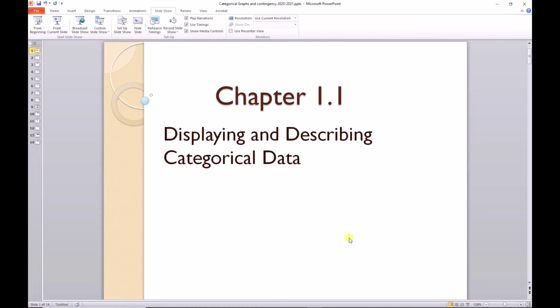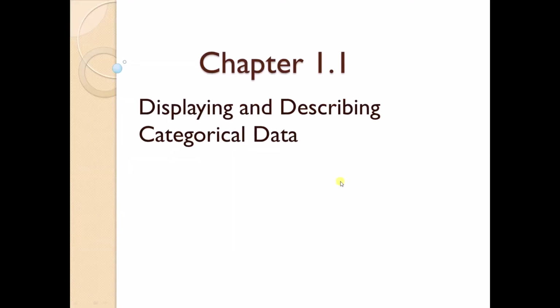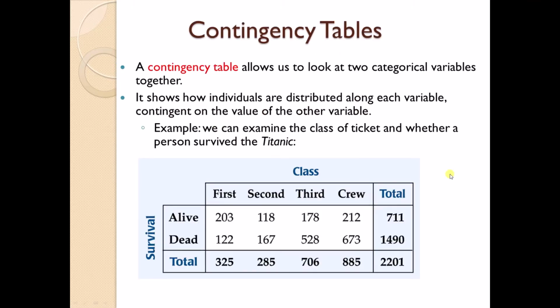We're going to be finishing up our categorical data. So without any other hesitation, let's start. We're going to be looking at displaying and describing categorical data, and especially at contingency tables. And here is one. It allows us to look at two categorical variables together, so what we're looking at is the interaction between two variables.